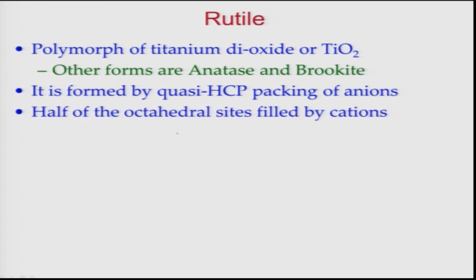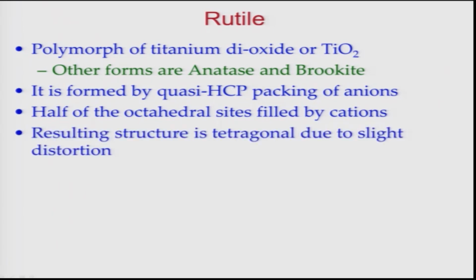However, what happens here is that the octahedral sites are filled by cations. As a result, only half the octahedral sites are filled, because you have 2 oxygen atoms, so for each of them you are going to have 2 sites. So, only half of them are filled, because you have only 1 cation. The slight distortion leads to a tetragonality in the structure. So, it does not look quite like a hexagonal structure, it looks more like a tetragonal structure.